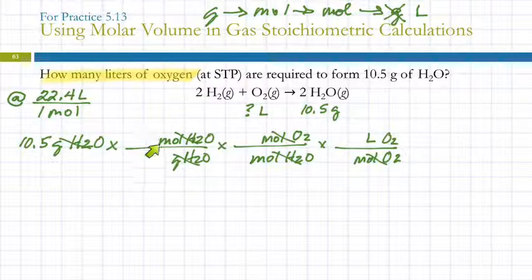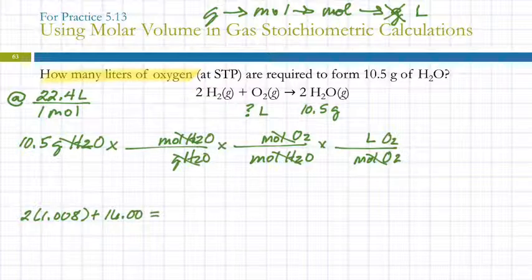This first one, grams and moles. Grams and moles is always a molar mass. So I need the molar mass of water, 2 times 1.008 plus 16 gives me 18.016. So 1 mole weighs 18.016 grams.